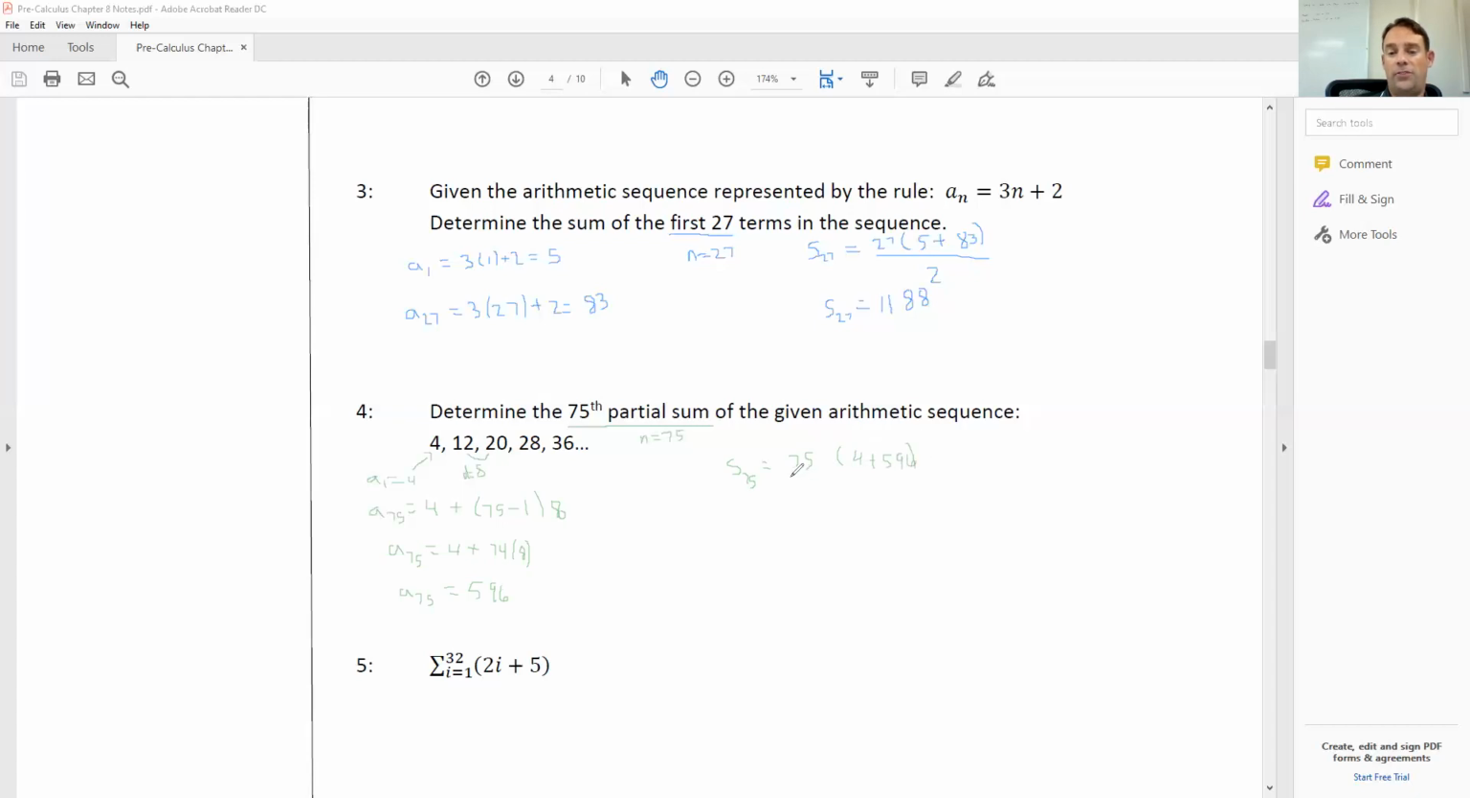I think these are kind of slick here. I mean, the idea that we can count up to 75 that quickly, it's kind of cool. And we end up with 22,500.